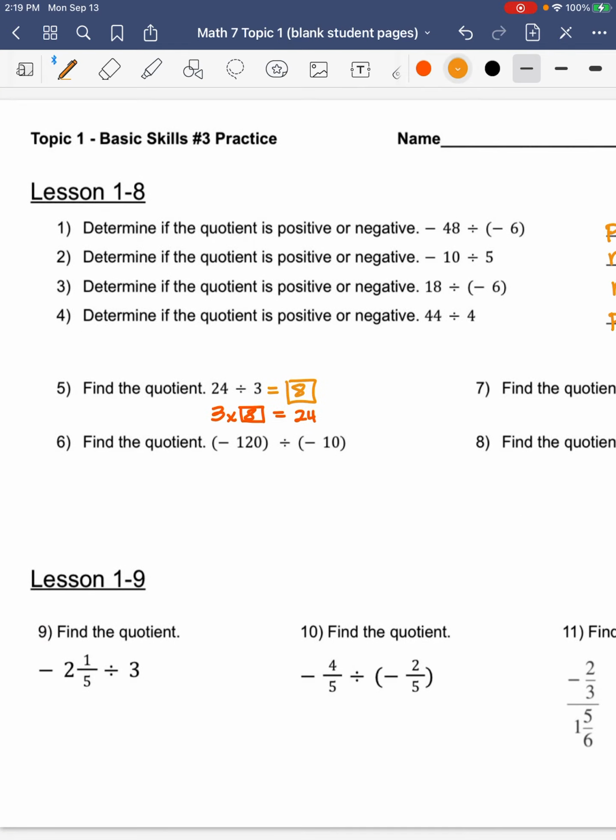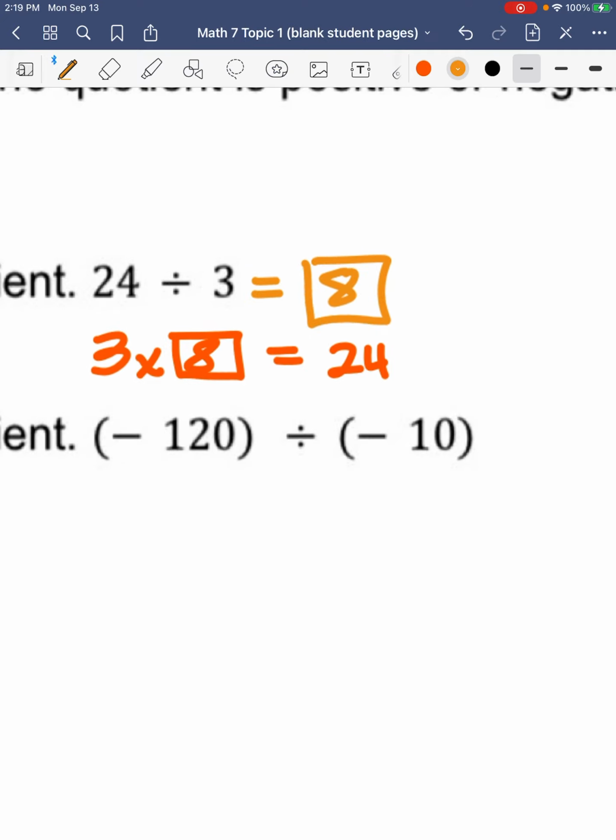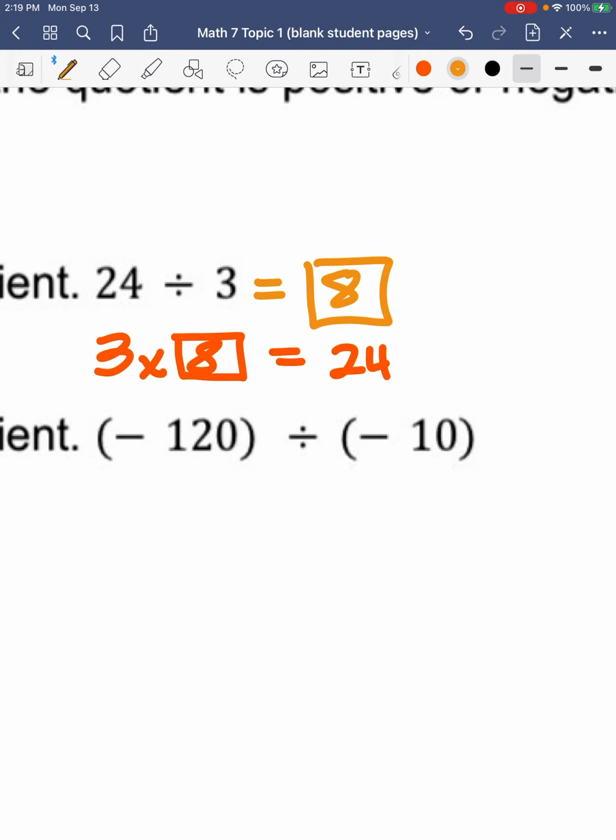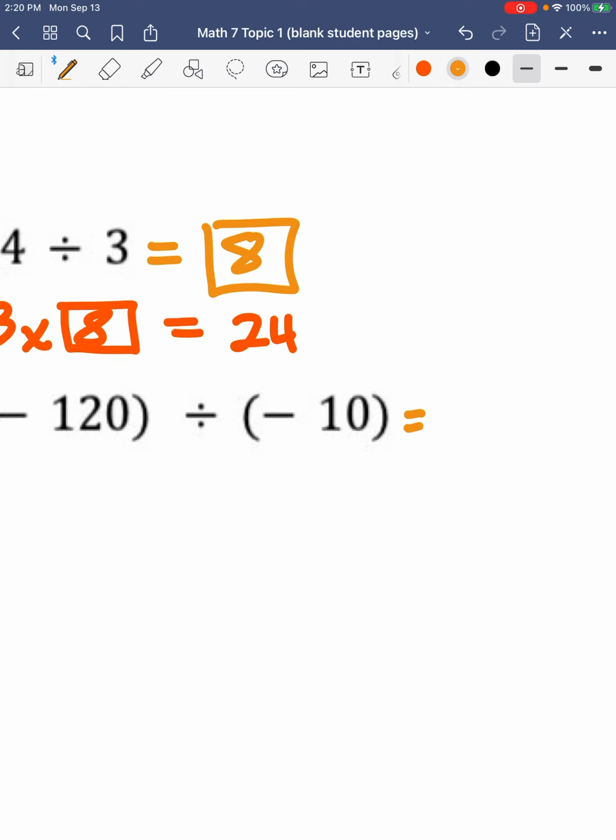Okay, moving on to number 6, find the quotient. We have negative 120 divided by negative 10. Well, in this case, I have a negative integer divided by another negative integer. So what do I know about my quotient? Hopefully you know it's going to be positive. And we know that negative 120 divided by negative 10 is going to be positive 12.